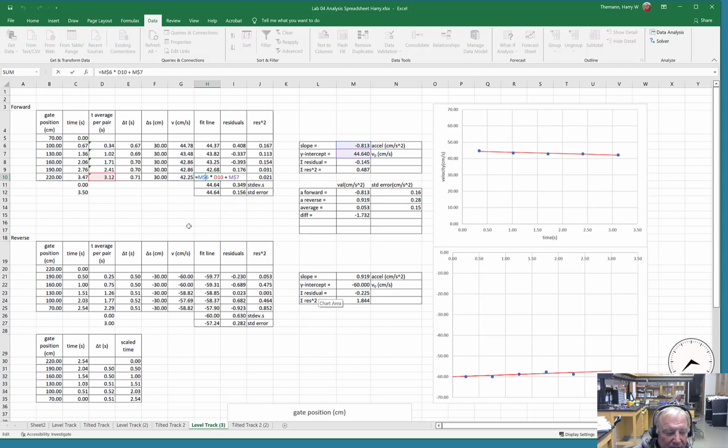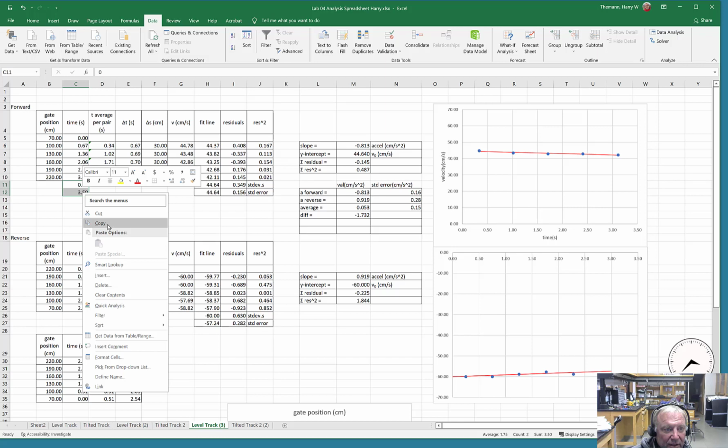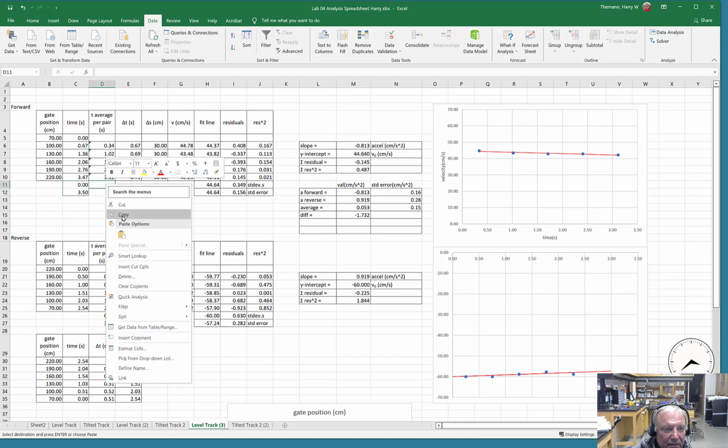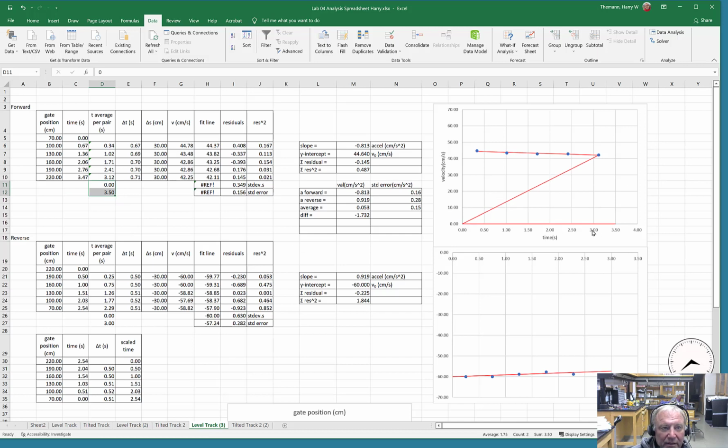Okay, I see what I did wrong. I picked this t average, which are the x values for that plot. Paste it there. And that's interesting. What the heck is going on here? Oh, I know what. So I just got to redo this. And there it is. So now the fit line goes all the way through.